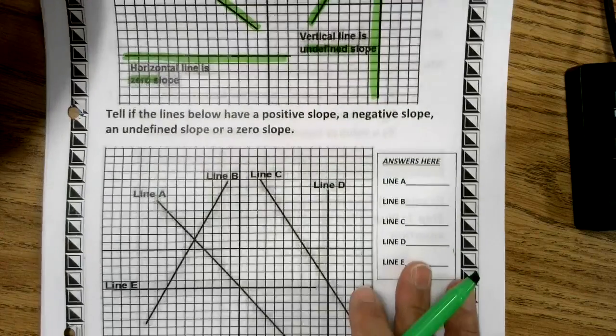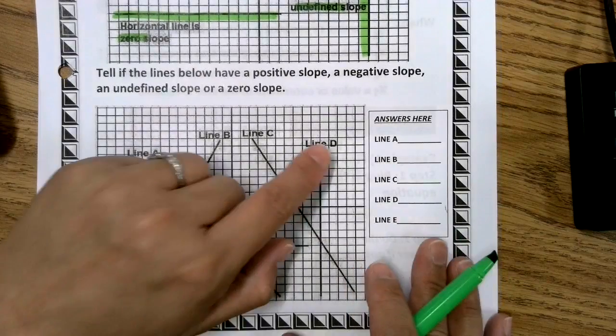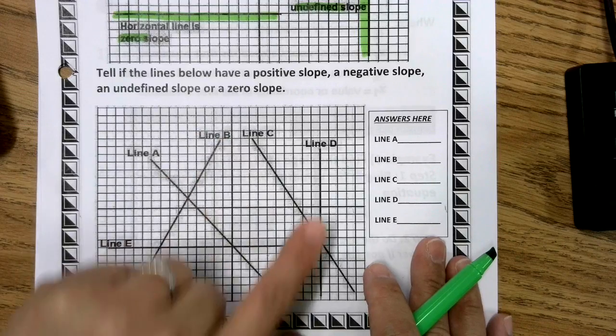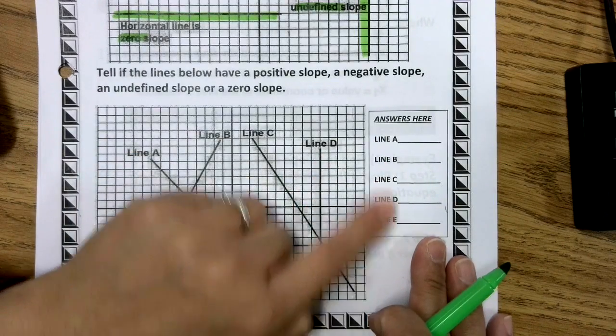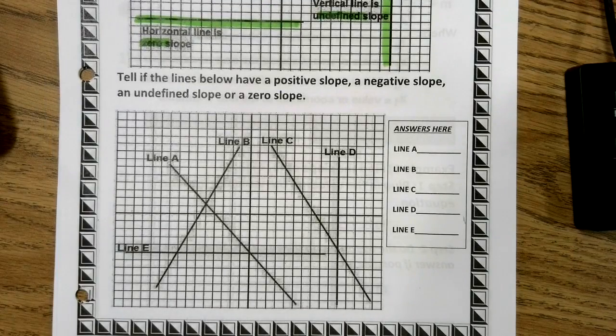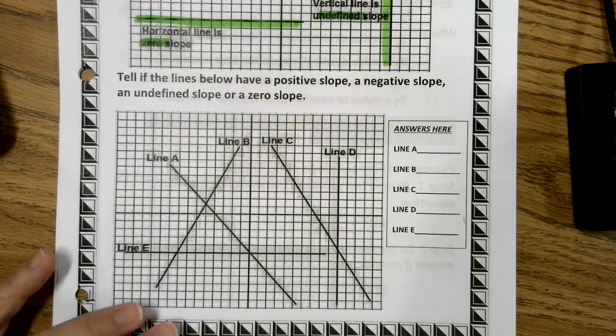So let's try to apply that down here. Try to label these lines. Line A, what type is it? Line B, what type is it? Line C, what type is it? Tell me right here what type of slope it is, and you can use your notes up here. Go ahead and try that, and then come back and check.